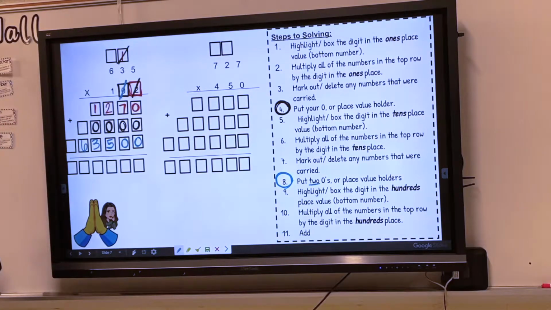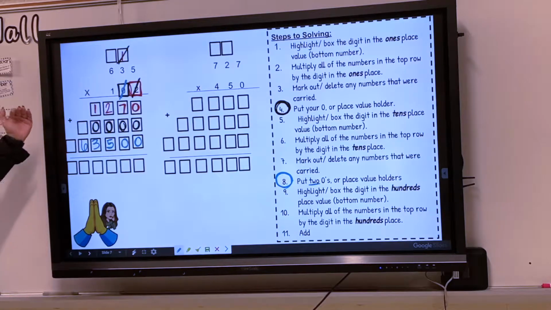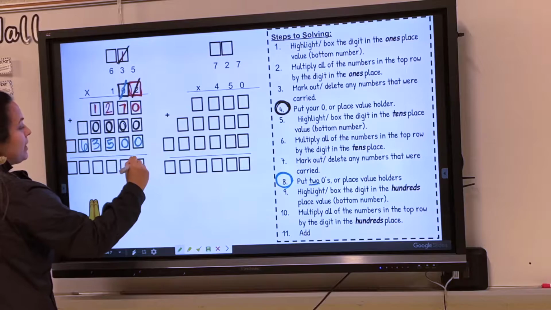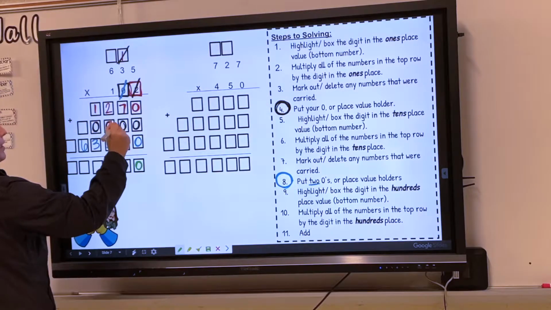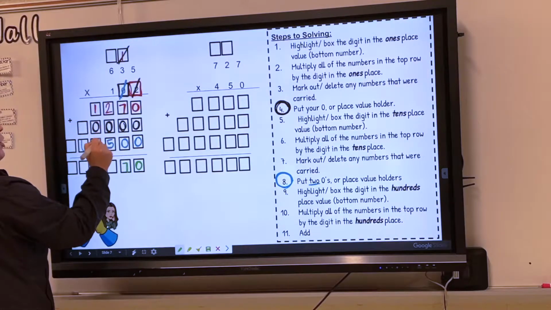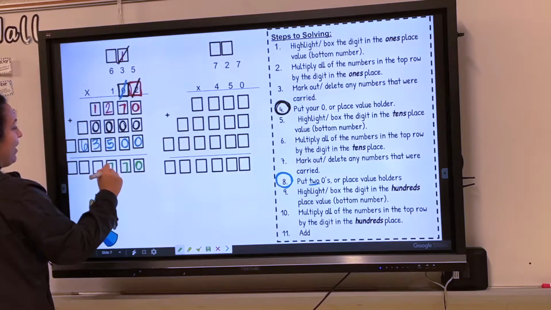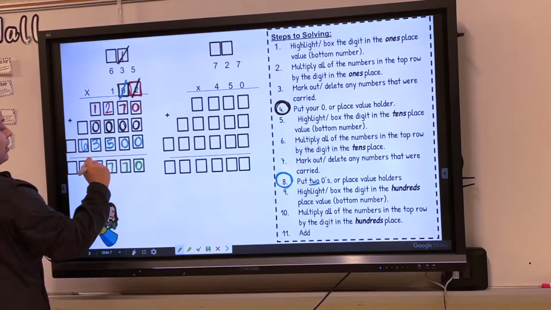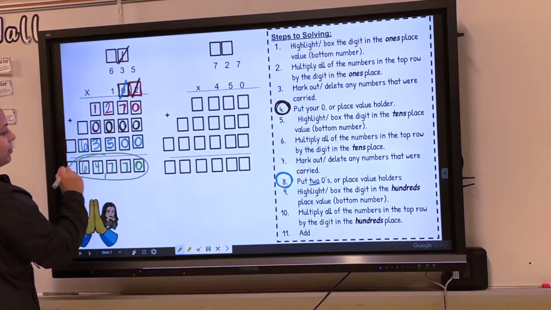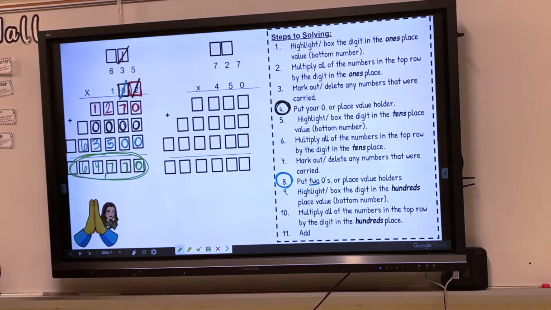I'm done multiplying. I've multiplied by all of the numbers. So now I can add up the products to get my final answer. 0 plus 0 plus 0 is 0. 7 plus 0 plus 0 is 7. 2 plus 0 plus 5 is 7. 1 plus 3 plus 0 is 4. And then just bring down the 6. So our answer is 64,770.